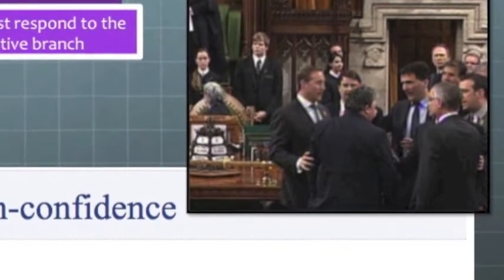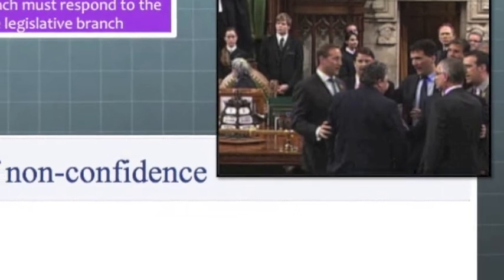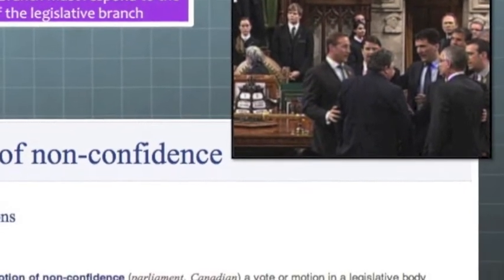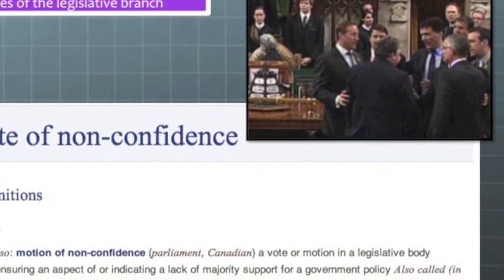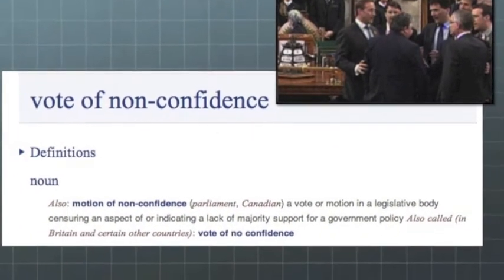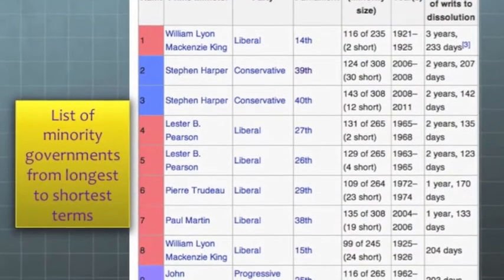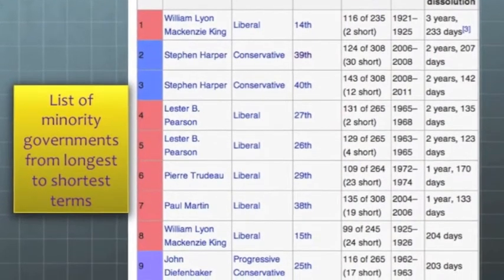If the governing party doesn't compromise and ignores the wishes of the legislature, they have what's called a vote of non-confidence, because the legislature no longer has confidence in the executive branch to do what's right. And the governing party is going to have to step down then. In most cases, we'll have to hold another election to see if we can find a party that the majority of Canadians do support. We've had a lot of minority governments, like you can see on this chart here.